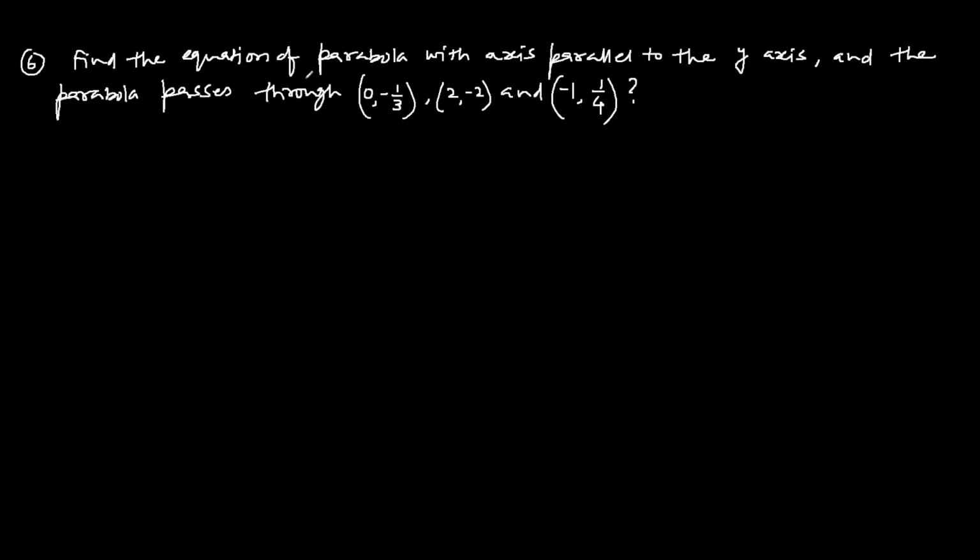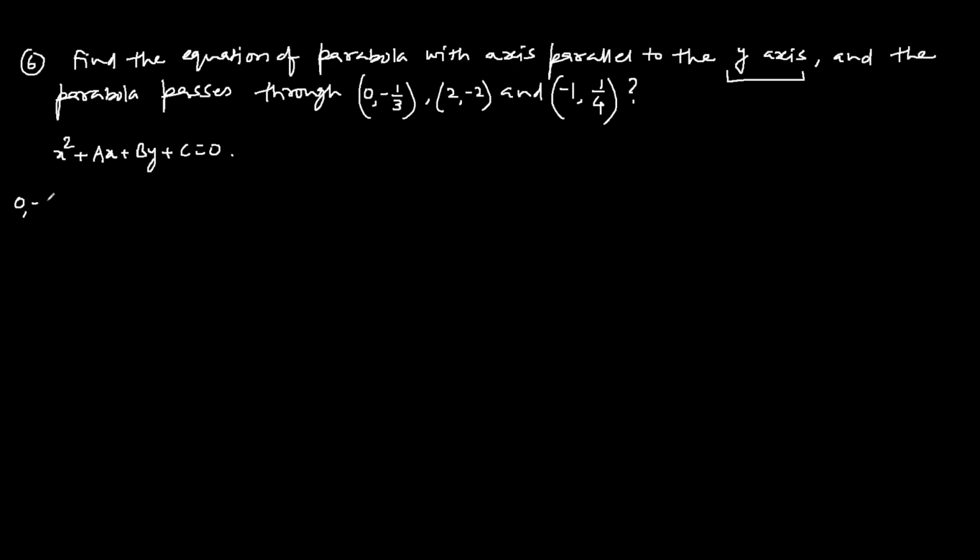In this question, we have to find the equation of a parabola with axis parallel to the y-axis, and the parabola passes through these 3 points. Now we know that the general equation of a parabola with axis parallel to the y-axis is x square plus ax plus by plus c equal to 0. a, b and c are constants. So let's substitute these 3 points, because these 3 points are lying on the parabola. It means these 3 points will satisfy this equation of the parabola.